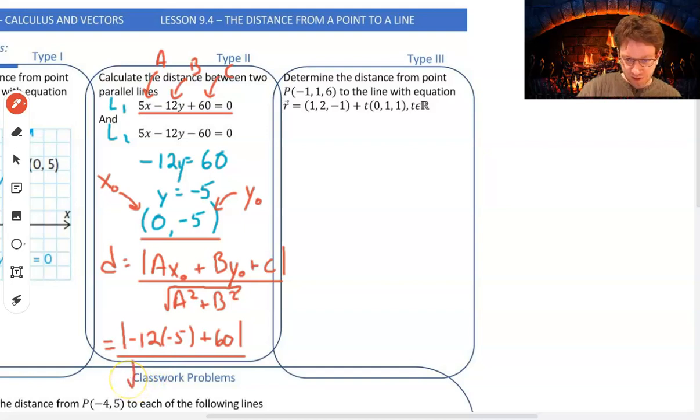All over the square root of a squared, so 5 squared plus b squared, negative 12 squared. So 5 squared plus negative 12 squared. And that'll be equal to 120 over 13, which is approximately equal to 9.23.